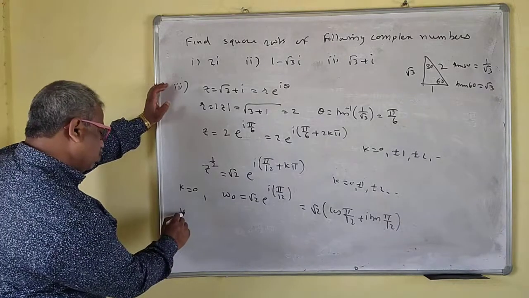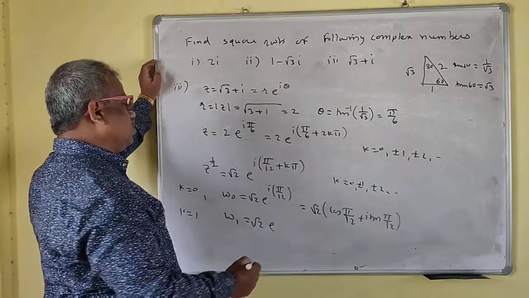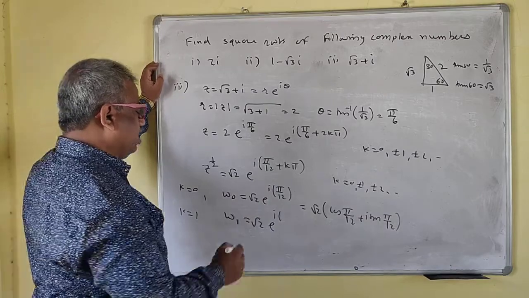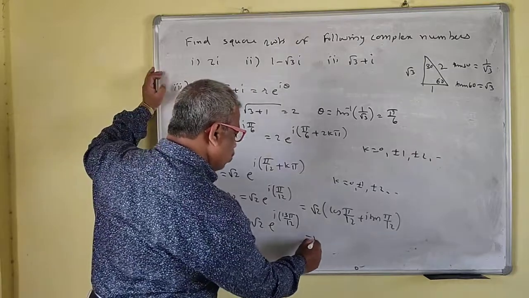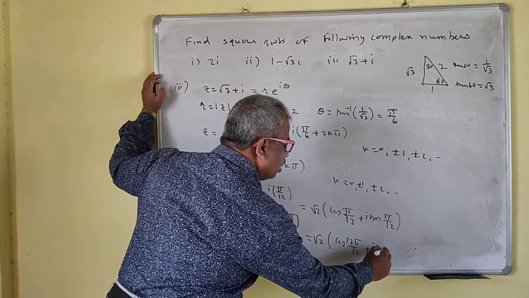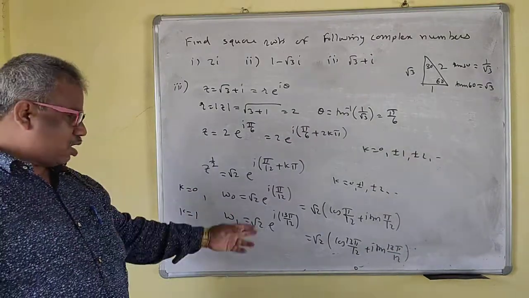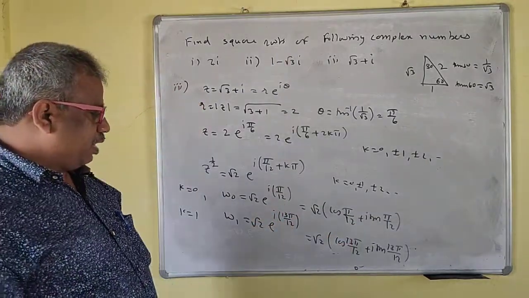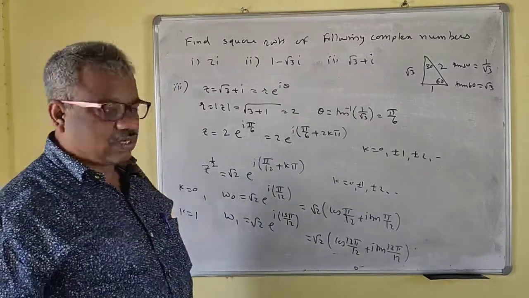Now k is equal to 1. Omega 1 is root 2 e raised to i, with k equal to 1, so this is 13 pi by 12. So this is root 2 (cos 13 pi by 12 plus i sin 13 pi by 12). If you are able to find the value of cos pi by 12, you can convert this in terms of pi by 12. Again we will keep this as it is. So these are your roots of this one. We will not simplify this.